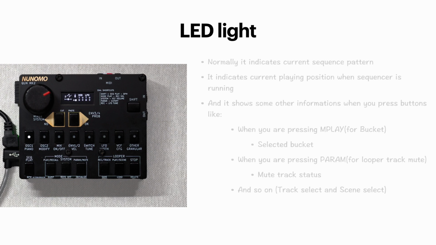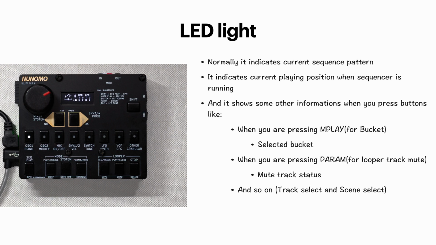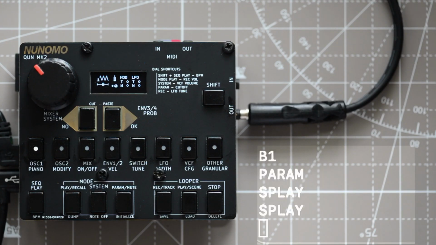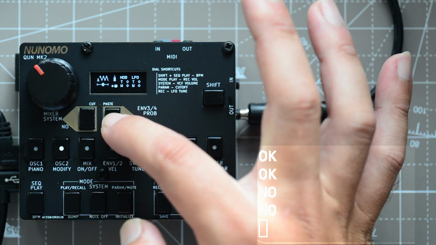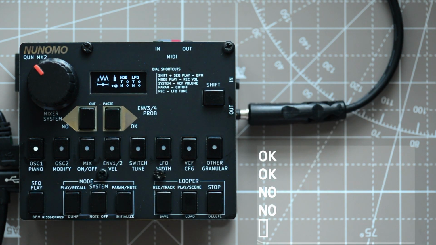So let me explain about the LED light. Normally it indicates the current sequence pattern you are in. I'm not gonna explain about the sequencer in this video, but it's just showing a sequencer pattern. And if I move the sequencer pattern, then it's gonna move. It also shows the current sequencer step when the sequencer is running.